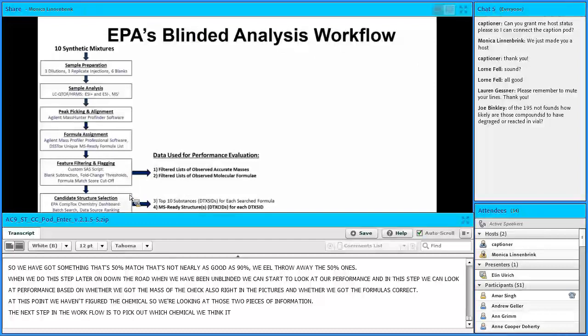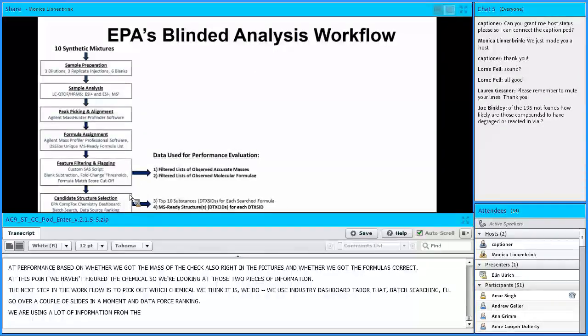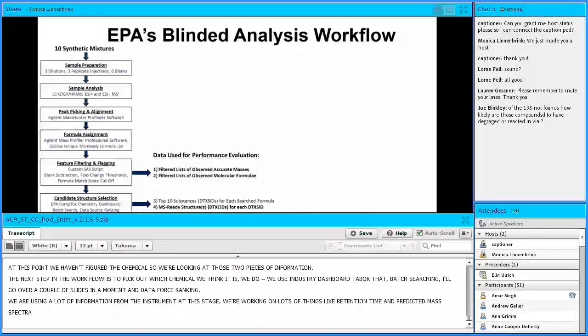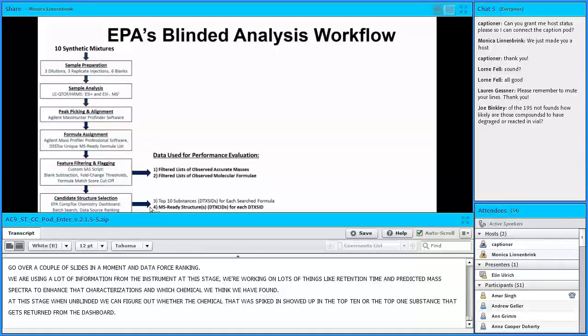We use the CompTox chemistry dashboard for that. We do batch searching. I'll go over a couple of slides like that in a moment. And we use data source ranking. We aren't using a whole lot of information from the instrument at this stage. We're working on lots of different things like retention time and predicted mass spectra to enhance that characterization and which chemical we think we've actually found. And at this stage, when we're unblinded, we can figure out whether the chemical that was spiked in showed up in the top 10 or the top 1 substance that gets returned from the dashboard to tell us whether we got it right or not.